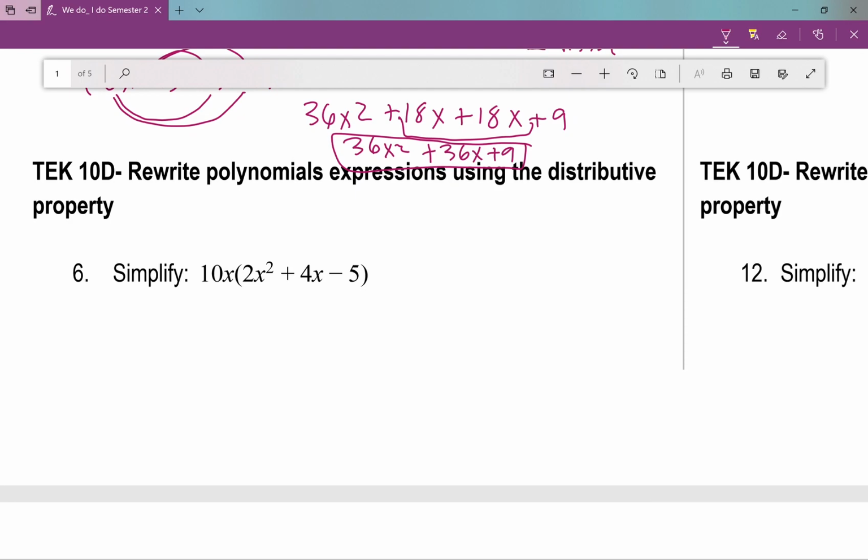Okay. Number 6 says rewrite polynomial expressions using the distributive property. So when we distribute, we have to take everything outside of the parentheses and multiply it to everything inside the parentheses. So I'm going to take this 10x and multiply it by everything inside the parentheses. So 10x times 2x squared gives me 20x to the third power. And 10x times 4x gives me 40x squared, and 10x times negative 5 gives me negative 50x. That is my answer.